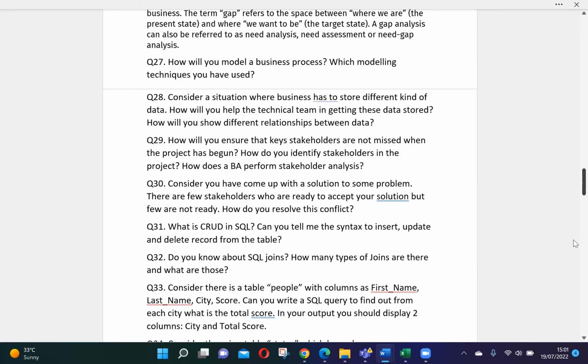And how will you show different relationships between data using the entity relationship diagram?